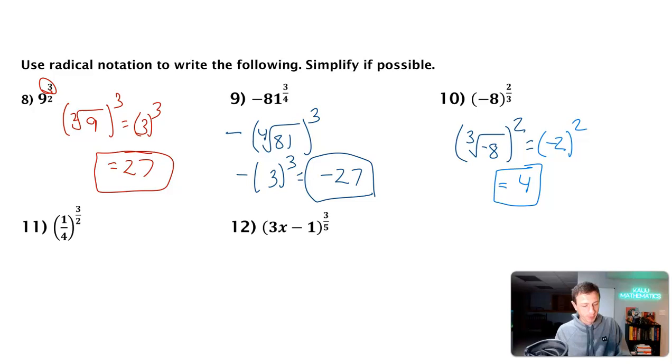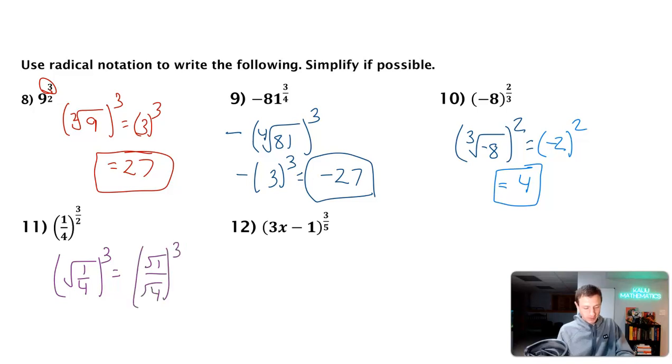Number 11, 1/4 being raised to the 3/2. So that is going to be the square root of 1/4, all being raised to the third. This is interesting. That looks like it's just going to break down and really nothing much is going to happen. But remember what we said before about taking the square root, or not just the square root, but the radical of a fraction. You take the square root of the top, square root of the bottom. So this is going to be the square root of 1 over the square root of 4, still all being raised to the third. Square root of 1 is 1. Square root of 4 is 2, still all being raised to the third.